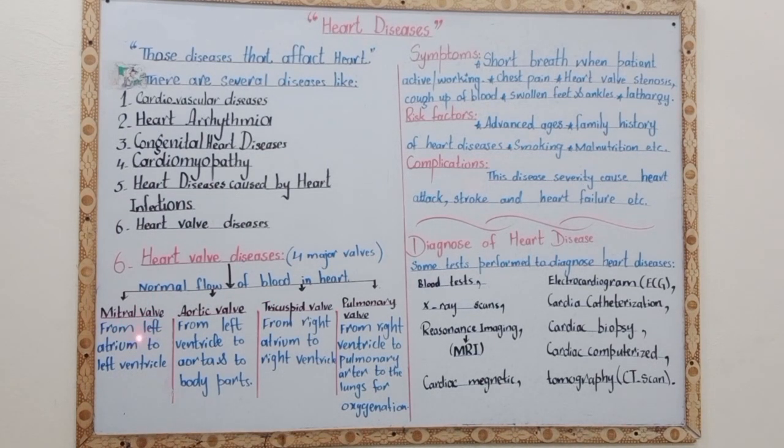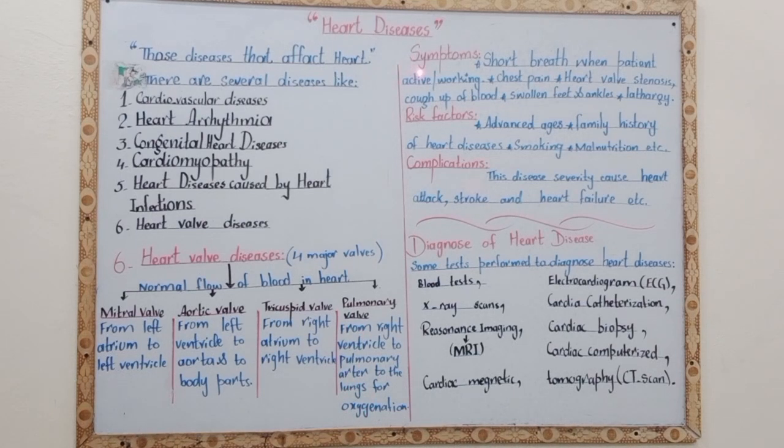Normally, in the mitral valve, blood flows from the left atrium to the left ventricle, while in the aortic valve, blood flows from the left ventricle to the aorta and to the body parts. In the tricuspid valve, blood flows from the right atrium to the right ventricle. In the pulmonary valve, blood flows from the right ventricle to the pulmonary artery and to the lungs for oxygenation.